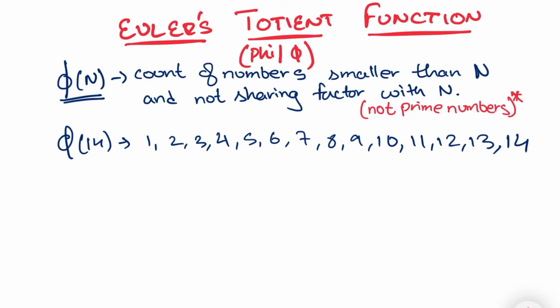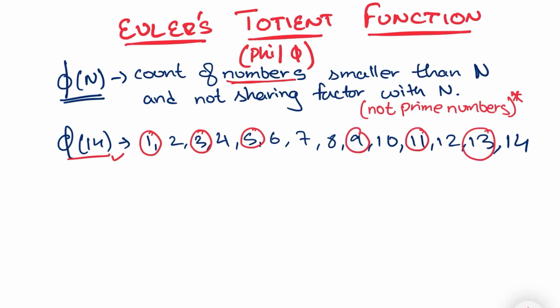Phi of a number is nothing but the number of numbers less than it which don't share a common factor with it. In this case, for example, phi 14 equals... There are 6 numbers satisfying the requirement, so phi 14 is equal to 6. You can pause the video and check yourself.